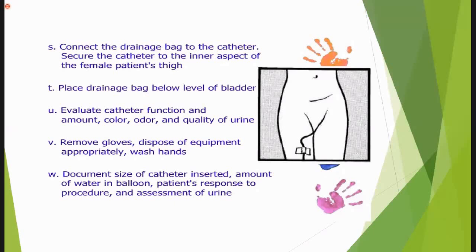Okay. Connect the drainage bag to the catheter. Secure the catheter to the inner aspect of the female patient's thigh. Place the drainage bag below the level of the bladder and evaluate the catheter function and the amount, color, odor, and quality of the urine. You can also check all of these things, and at the end, remove the gloves, dispose of the equipment, and wash your hands.